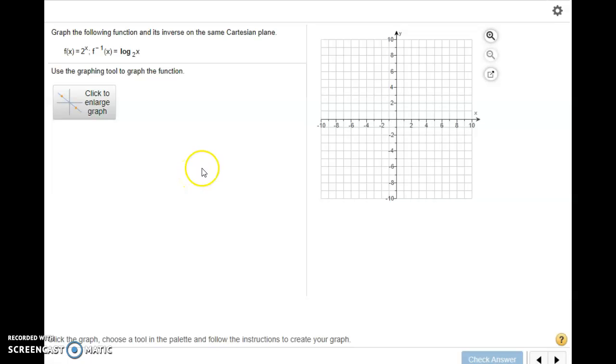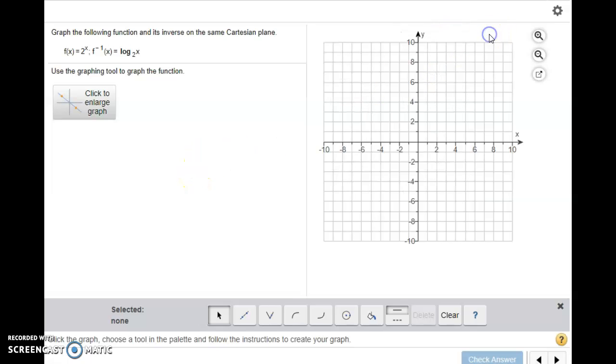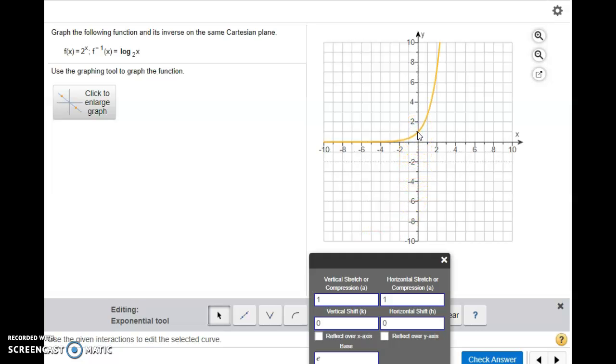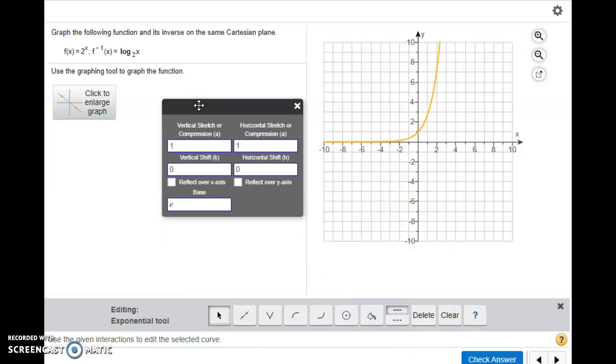So let's go in and graph our first one. And I'm picking up the exponential function tool. I know it goes through the point 0, 1 because it's an exponential function. Now using my transformation box, I don't have any shift up or down, but I do need to change my base. It is not base e, it is base 2. So there's my first one.